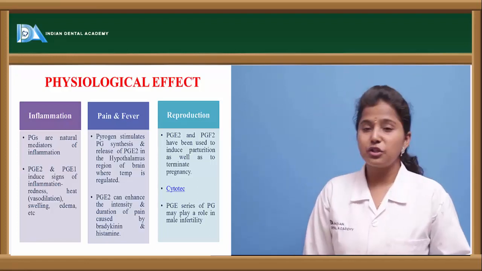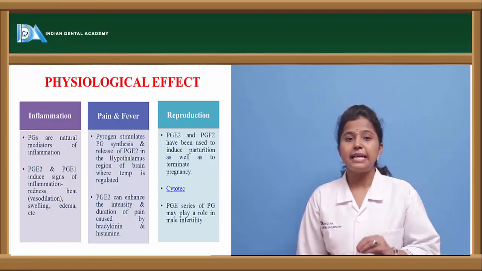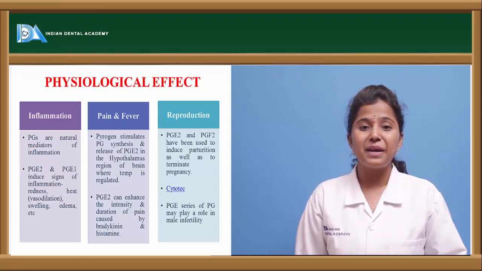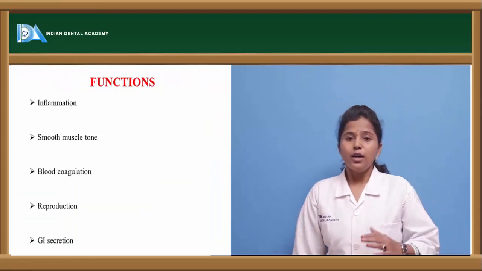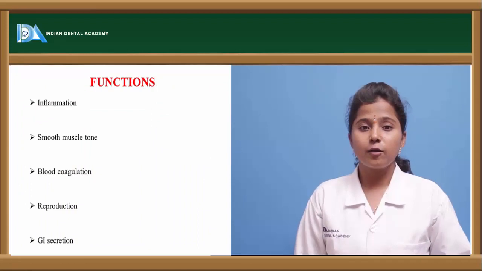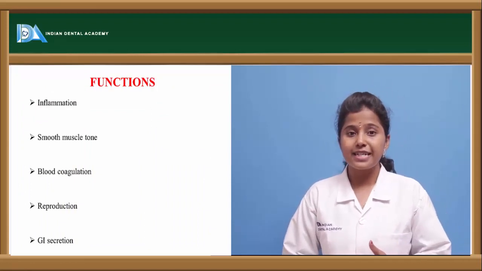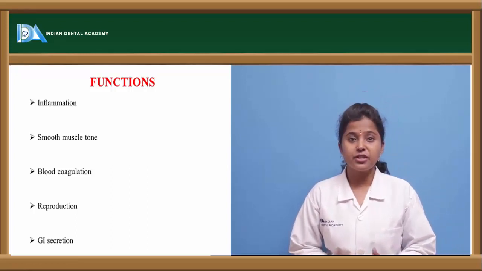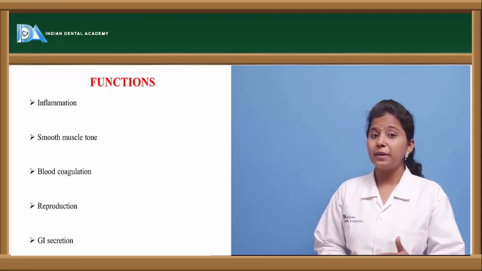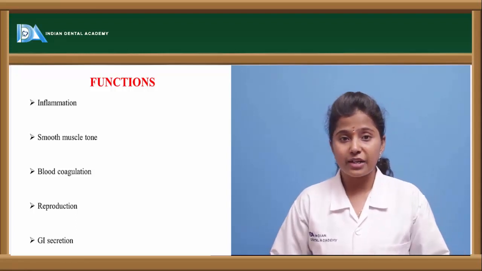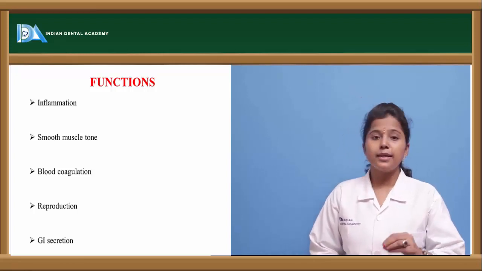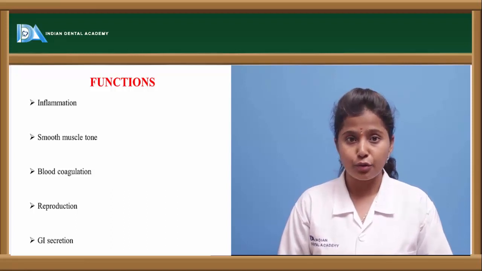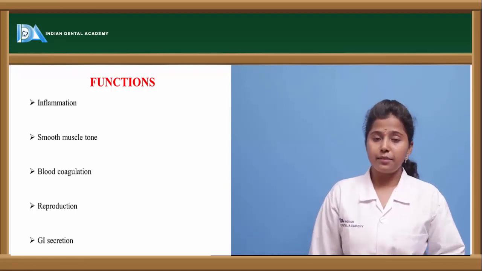And in reproduction, especially PGE2 and F2 mainly act in the termination of pregnancy, and they especially exert their action in male infertility. Overall functions of these prostaglandins include inflammation. Mainly these prostaglandins exert inflammation. They act on smooth muscle tissue, and they act on GI secretion. That is, when especially PGE2 and PGI2 are released, more gastric acid secretion is observed. And blood coagulation. These prostaglandins play an important role in blood coagulation also, and they play an important role in reproduction.